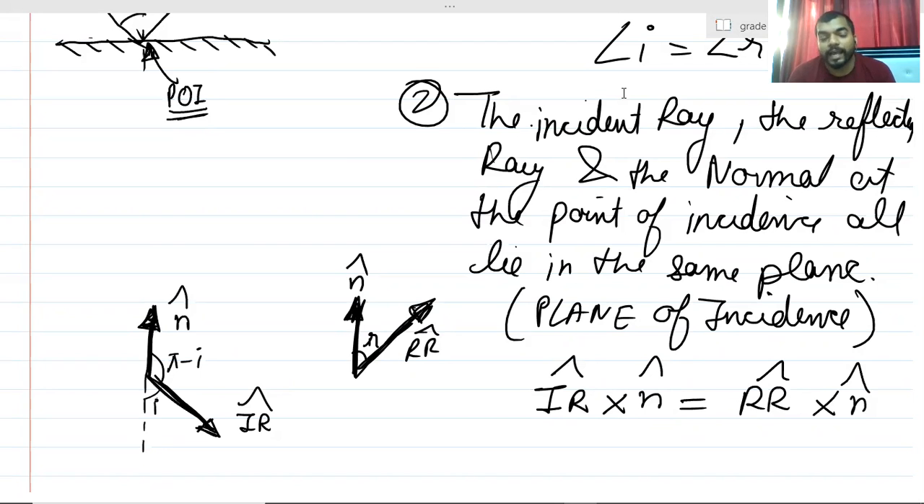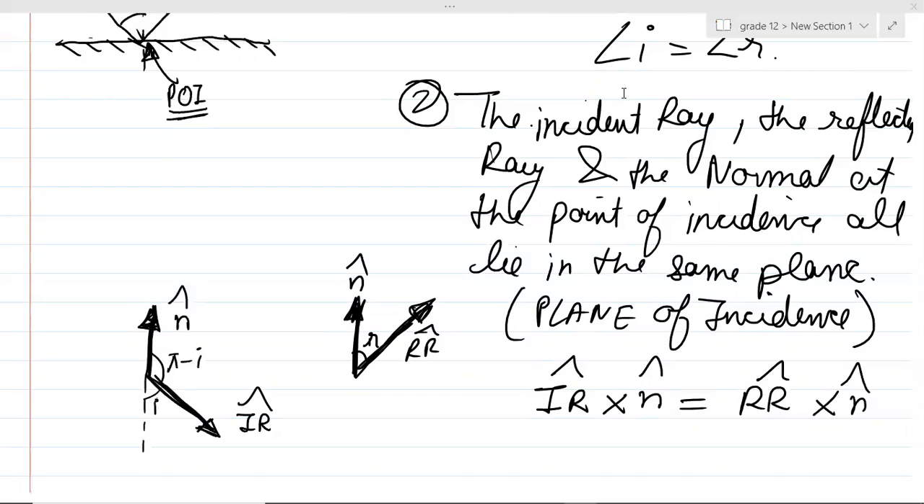And can you see the last term, the sine theta term? Sine of r and sine of pi minus i. 180 minus i is also i only. So ultimately it is going to be the same thing. So this is the mathematical form for the second law of reflection. Is this clear?